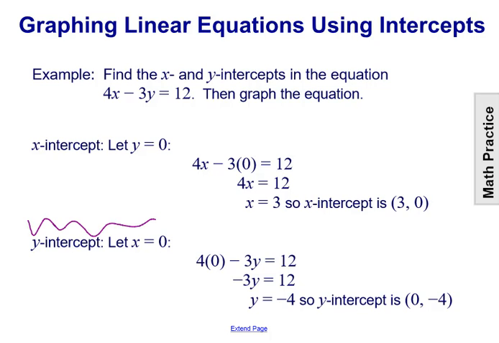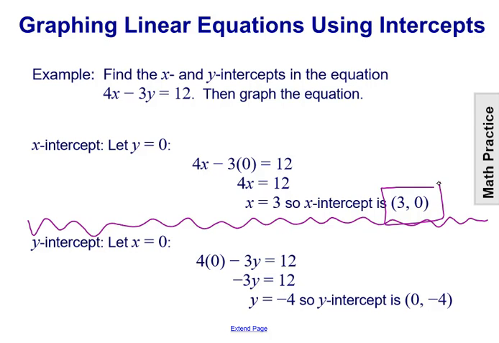So one at a time, first with the x-intercept, we have that y equals 0, so substituting that into the equation will give us 4x minus 3 times now 0 equals 12. But 3 times 0 is 0, so that part of the equation goes away, and that leaves us with 4x equals 12. And dividing both sides by 4, we get that x equals 3. So the x-intercept is 3, 0, that ordered pair.